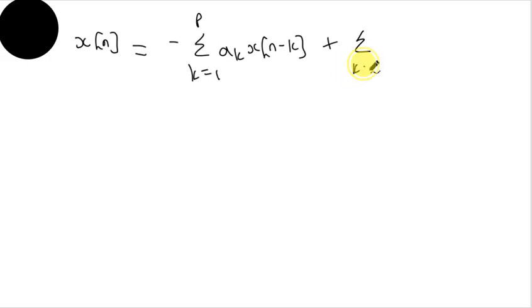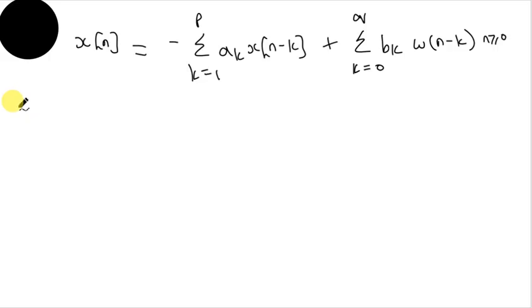So my x of n will be the original equation number 1 which I started with, comprising both the negative and the positive terms. So this would be x of n equal to minus summation k equals 1 to p a_k x of n minus k plus summation k equal to 0 to q b_k w of n minus k, for all n greater than or equal to 0.